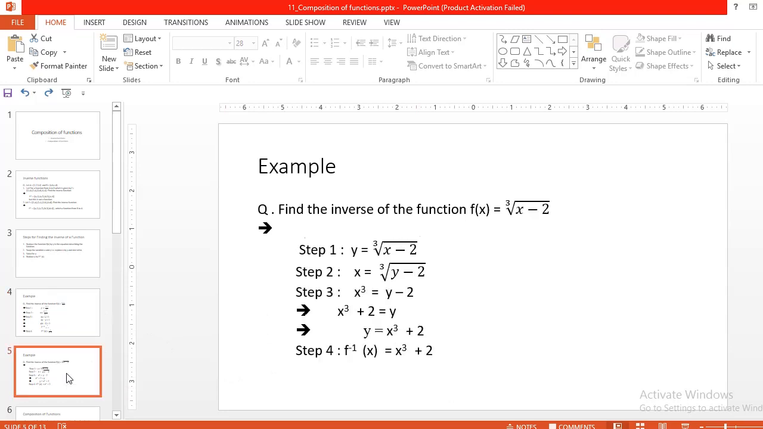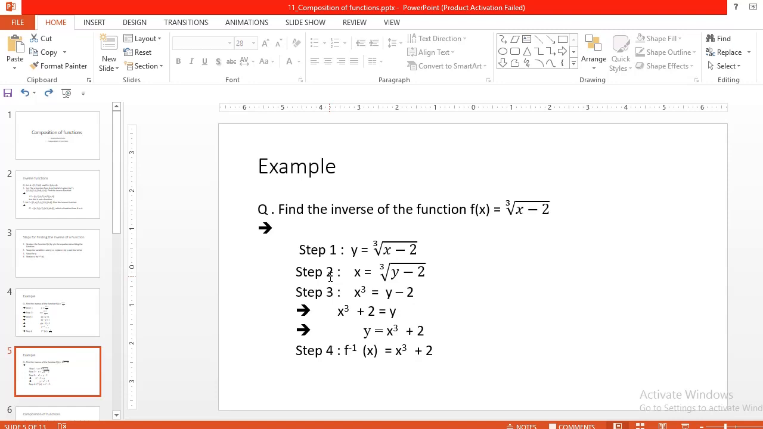Now let's take another example. Find the inverse of the function. The function is given: f of x is equal to cube root of x minus 2. So follow all the steps. What is the first step? The first step is to replace f of x by y. So here, replacing f of x by y, we get y is equal to cube root of x minus 2.